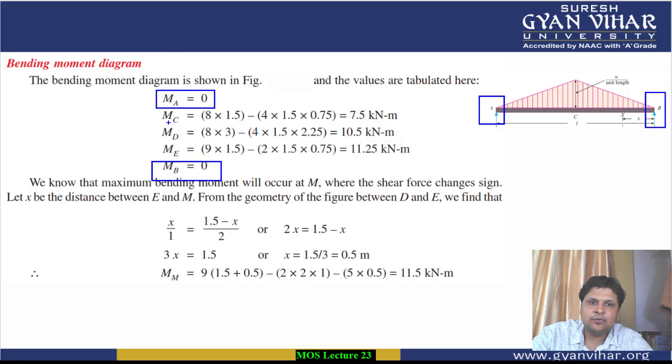Now coming to the bending moment at point C. So if you consider the right section of the beam, if you have a section placed here and you are considering the forces on the right hand side. So one of the forces is your 8. All right, so 8 into 1.5. 1.5 is what? 1.5 is the distance. All right.